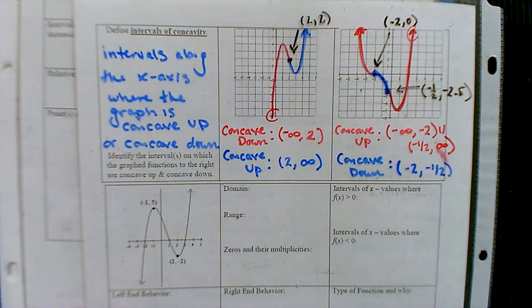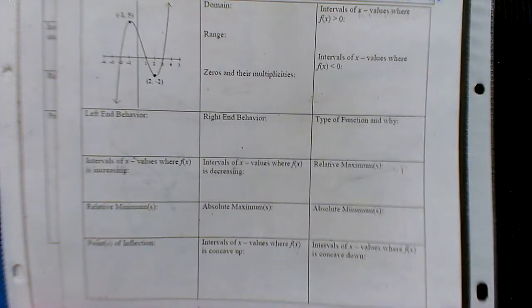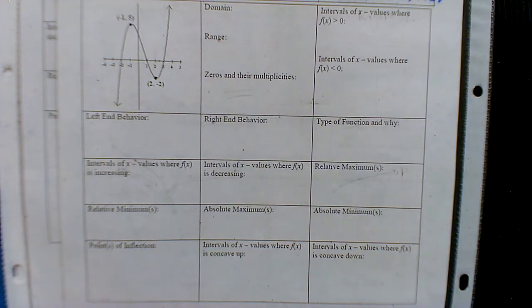So what we're going to try to do, step it up a bit, is bring everything together. All these graphical characteristics and concepts that we've been talking about this year, we're going to identify basically all of them off of one graph. We have domain, range, intervals of above x-axis, below x-axis, end behavior, maxes, mins, points of inflection, concavity, x-intercepts and multiplicities, all this good stuff.